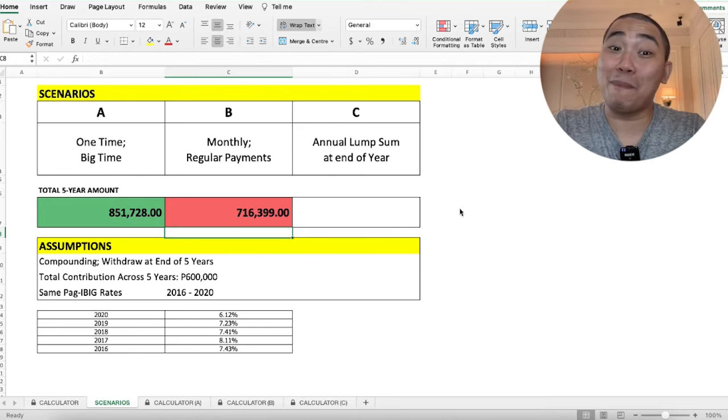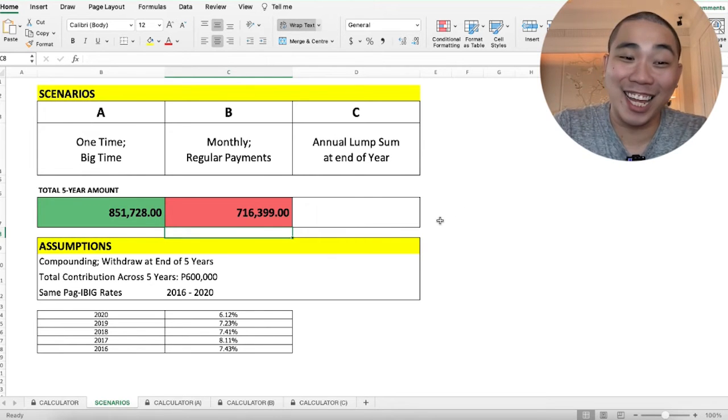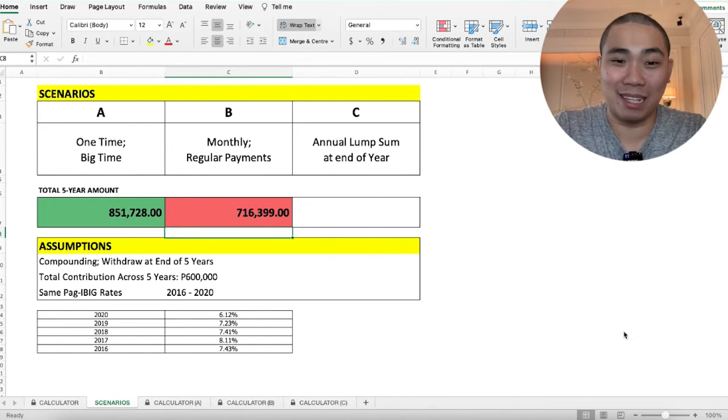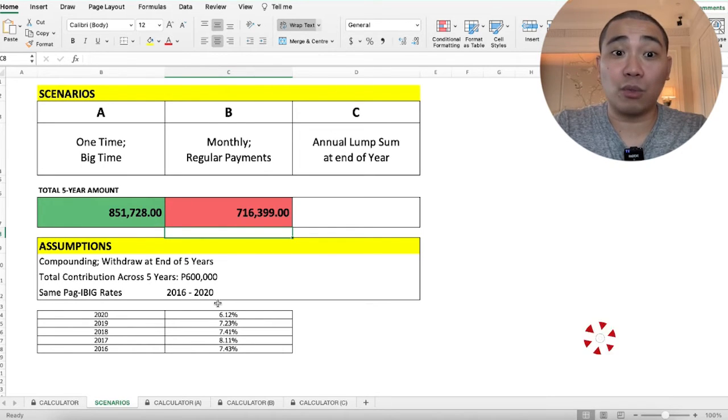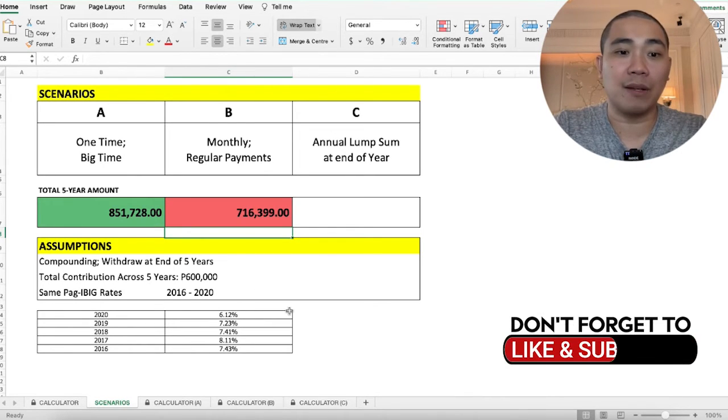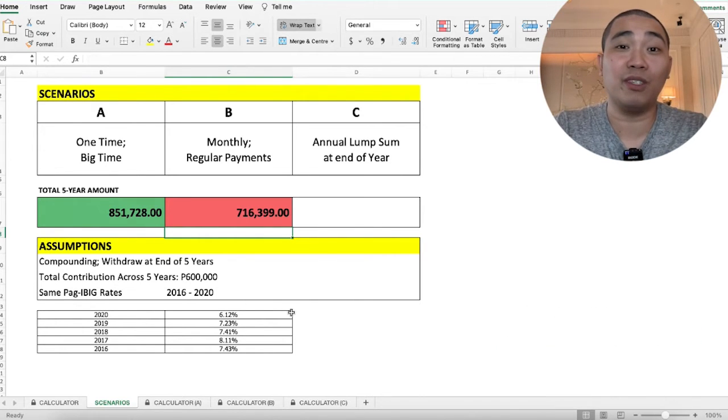Aba, mas mababa pala pag nag-monthly ka or regular payments versus a one-time big time. And why is that? Here, you actually place a total of 600,000. Pareho lang sila. The main difference is not even the rates because we're using the same dividend rates. The main difference is the time invested in the MP2 fund.